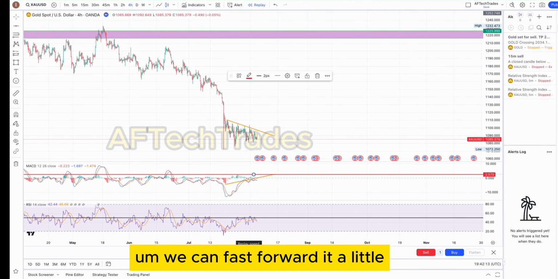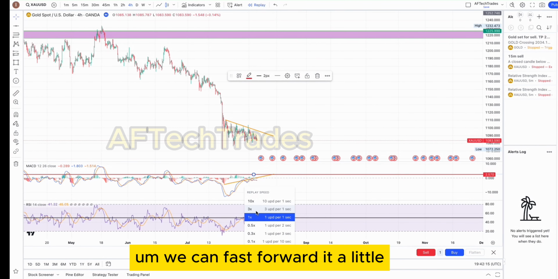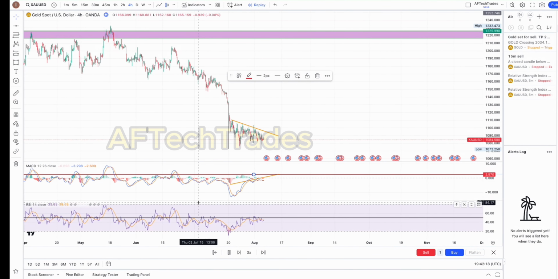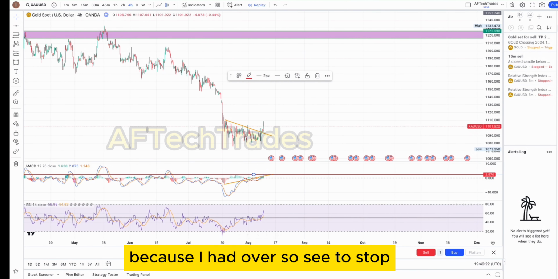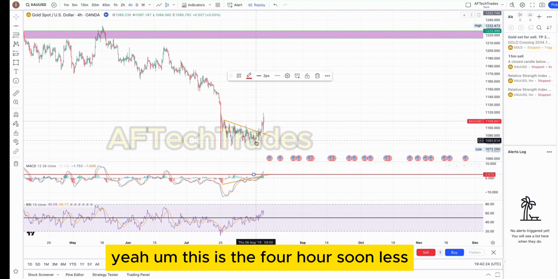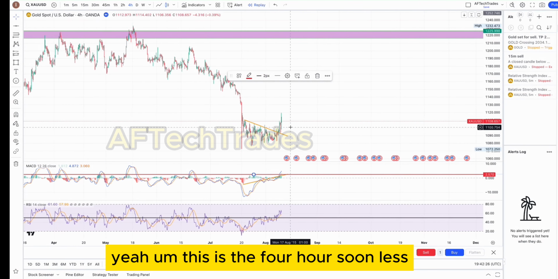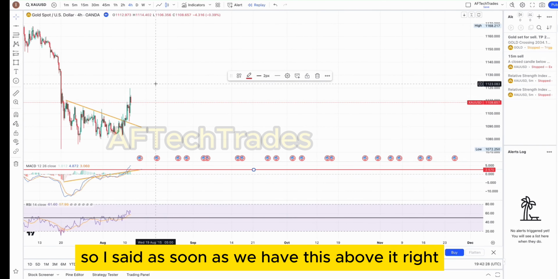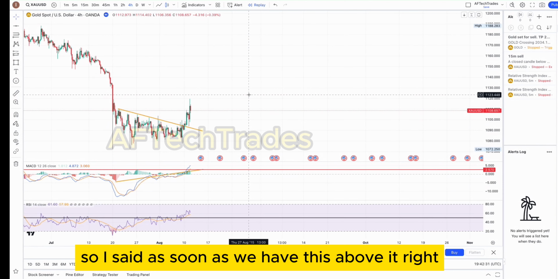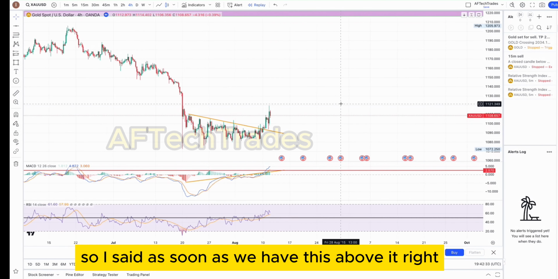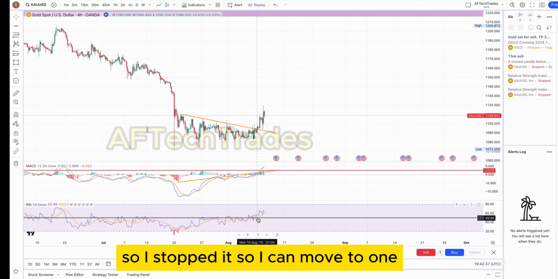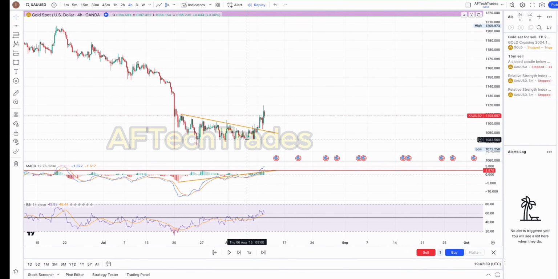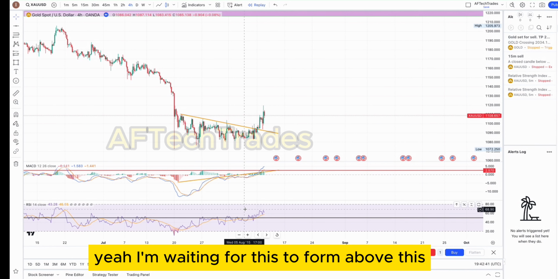We can fast forward it a little because I had an oversold situation. Stop. Yeah. This is the 4 hour zone. So I said as soon as we have this above it, right? So I stopped it so I can move to 1. Yeah, I'm waiting for this to form above this.